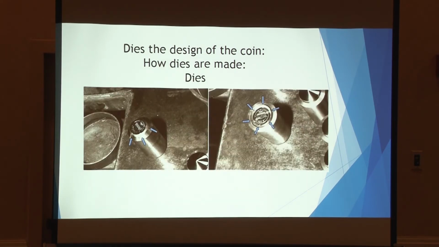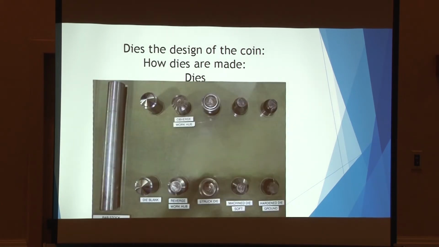Then they take that and they press a die into that, and you have a reversed image of what's going to be that coin. And that's what's put into production to stamp out the positive image of the coin. So here you have basically a progression. You have the blank hub, the work hub, the die, and so on.